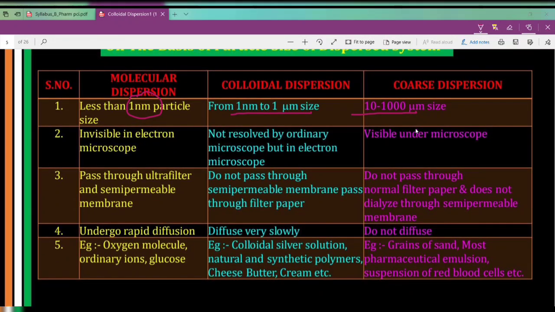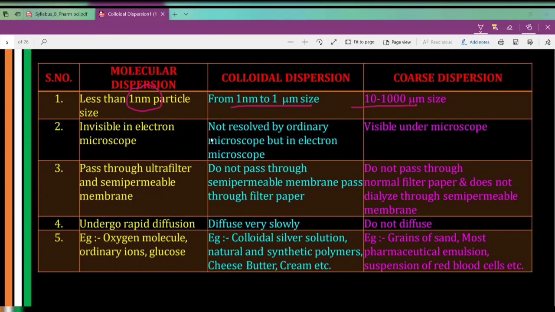Got my point? If I talk about visibility, the molecular dispersion cannot be observed even under an electron microscope, because the particle size is so tiny. We cannot observe it through any kind of microscope. Still, with a scanning electron microscope or any instrument with high resolution power, we can somewhat demonstrate or view this kind of dispersion, but it is still invisible.